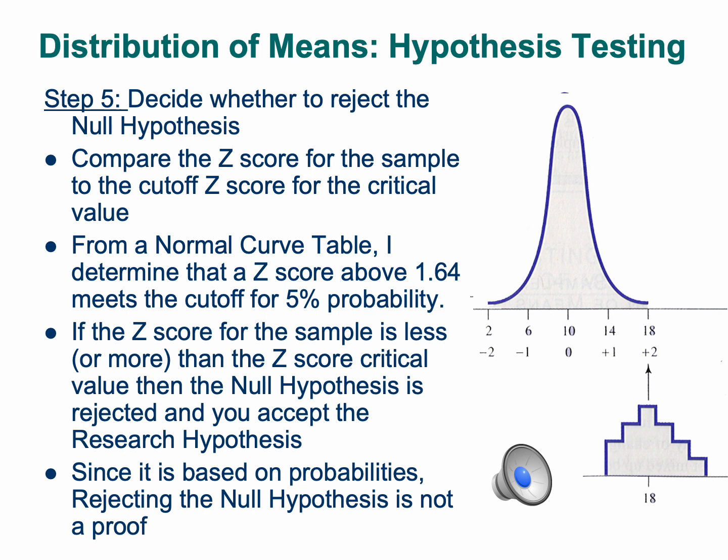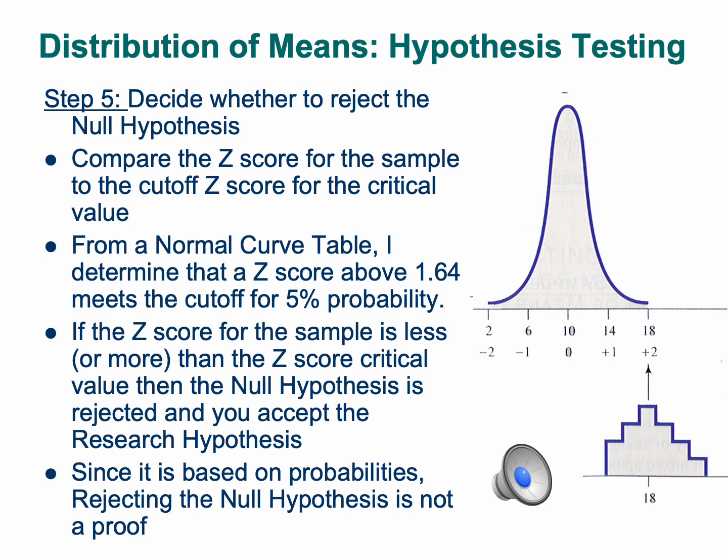So we need to figure that out. So what we're going to do is compare the z-score for our sample to the z-score that corresponds to a critical value representing 5%. So I have to go to a normal curve table to find this, and if you go to your textbook, you'll discover there's a normal curve table in the back, a table of z-scores. And from this table, I figure out that a z-score above 1.64 meets the cutoff for 5% probability. So z-scores of that level or higher only occurred 5% of the time.